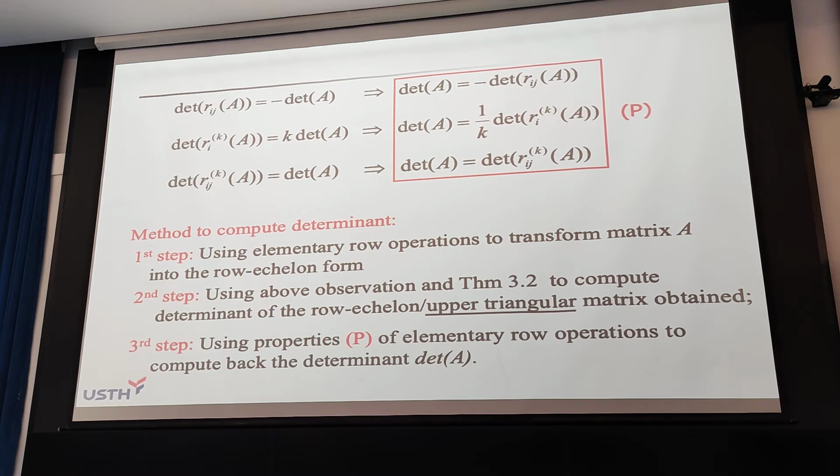I summarize it here. The first step, we use those operations to transform any square matrix A into row echelon form. But we know that for a square matrix, when it is in row echelon form, it is already an upper triangular matrix. And for that, it is very easy to find the determinant. Then, the final step, we use property P to find the determinant of A.